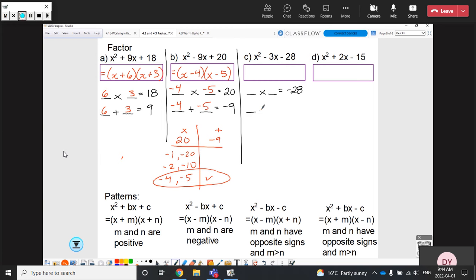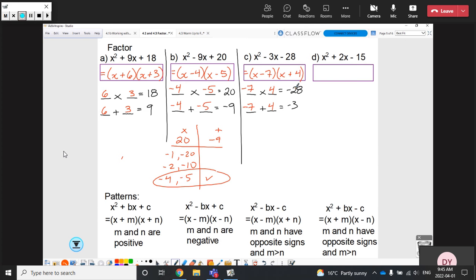Multiplies to negative 28 and adds to negative 3. Someone have an answer for C here? Yeah, what do you got? Minus 7 plus 4. I agree with that. Okay. X minus 7, x plus 4.